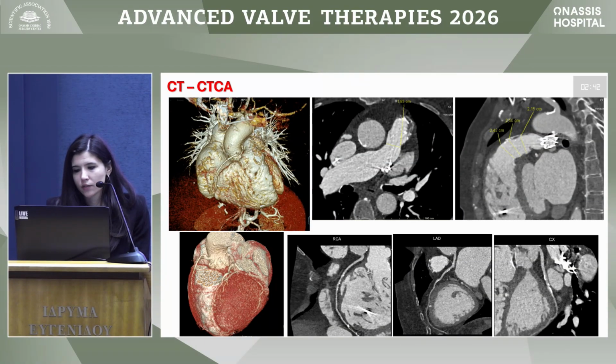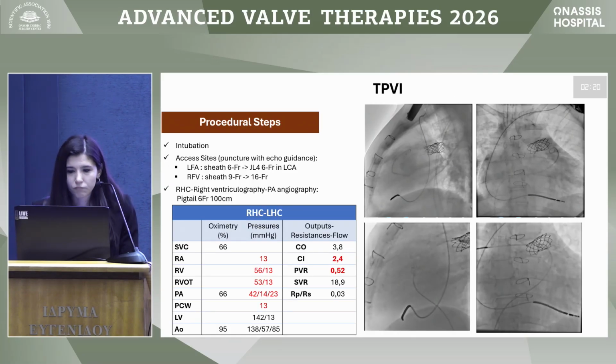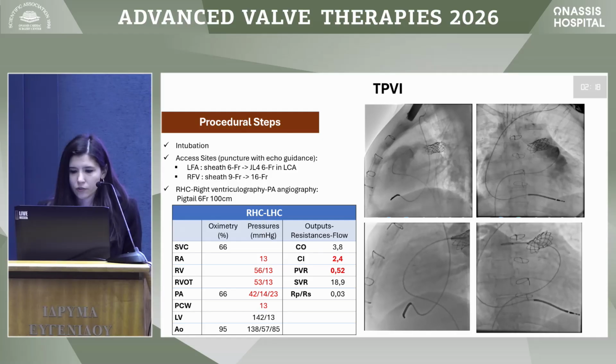Now the patient underwent CTCA, mainly because she was 63 years old and we wanted to exclude coronary artery disease, but we also measured the distance between the coronary arteries and the RVOT, and we had the first measurements of the RVOT dimensions. So we move on to the procedure.